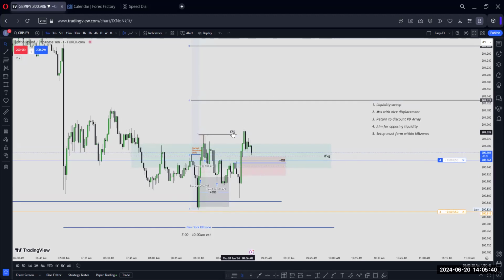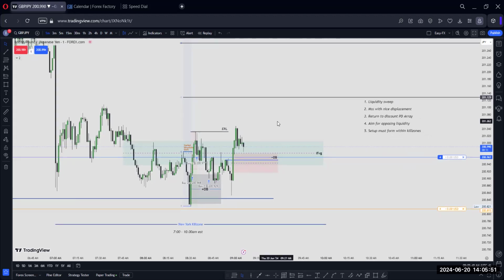So after external range liquidity, price returns to internal range liquidity. It's normal for you to see this retracement happen when price has taken the buy side liquidity here. It's normal.